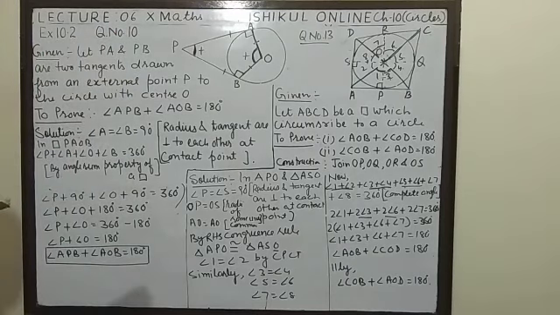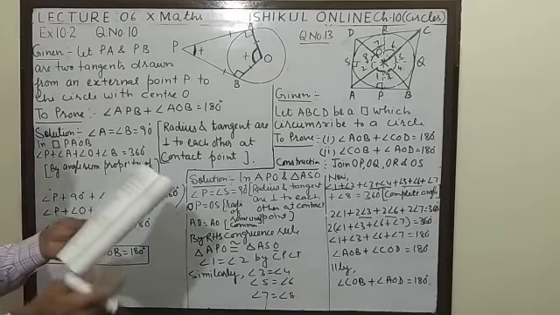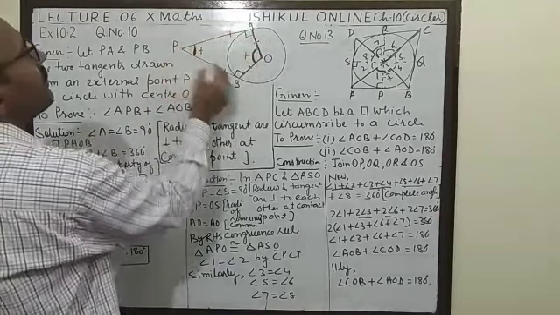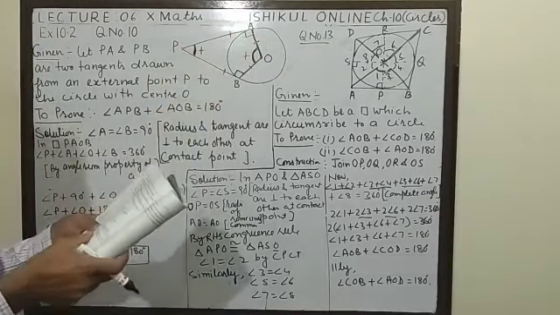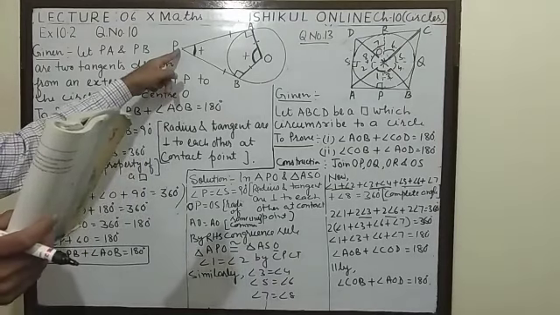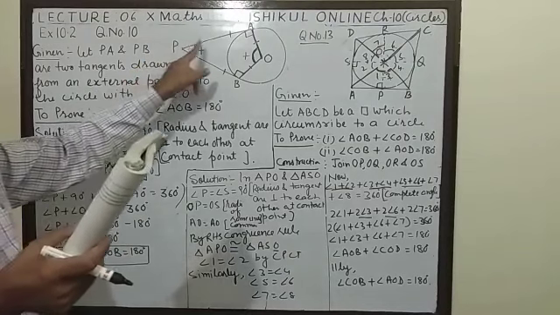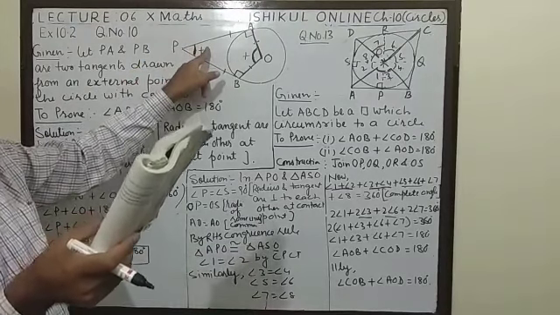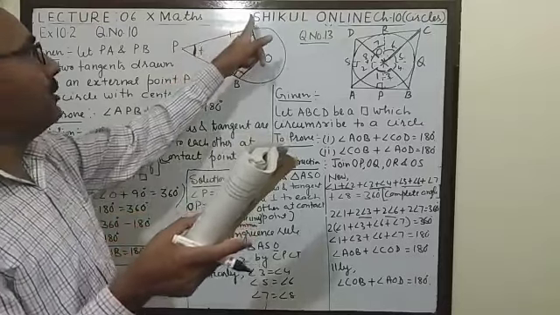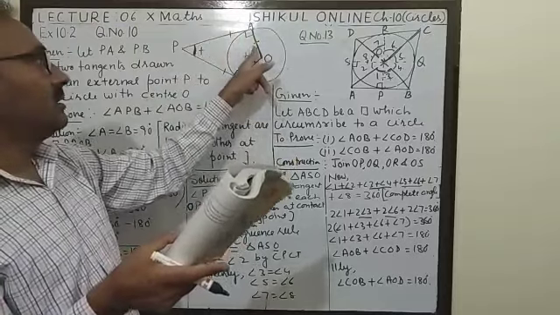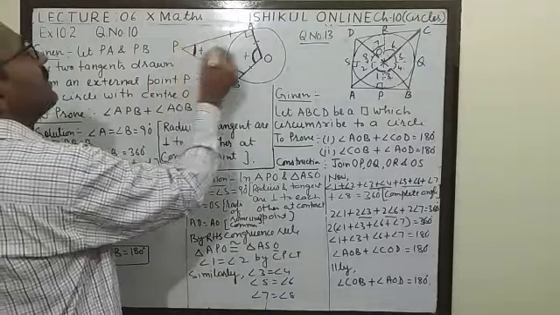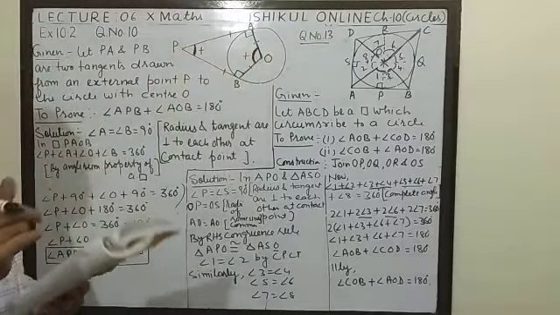Question number 10 is: prove that the angle between the two tangents PA and PB, this angle, drawn from an external point P to the circle, is supplementary to the angle subtended by the line segment joining the points of contact A and B to the center, this angle also. So you have to prove that this angle plus this angle equals 180 degrees.